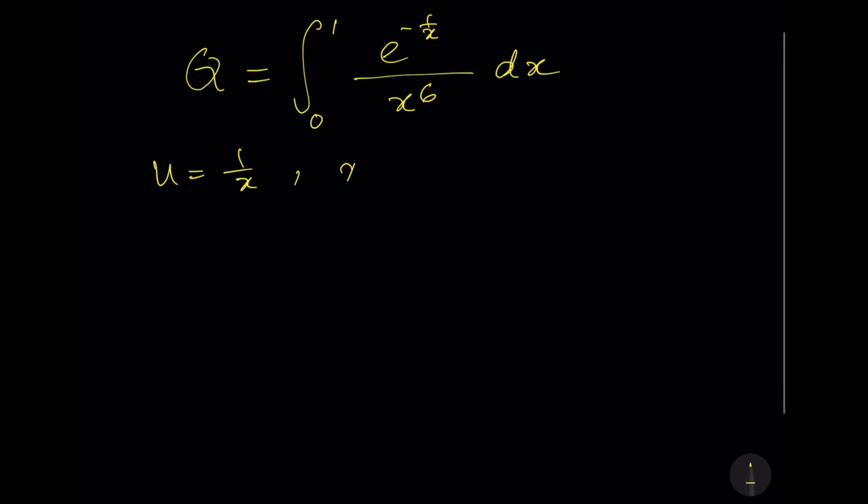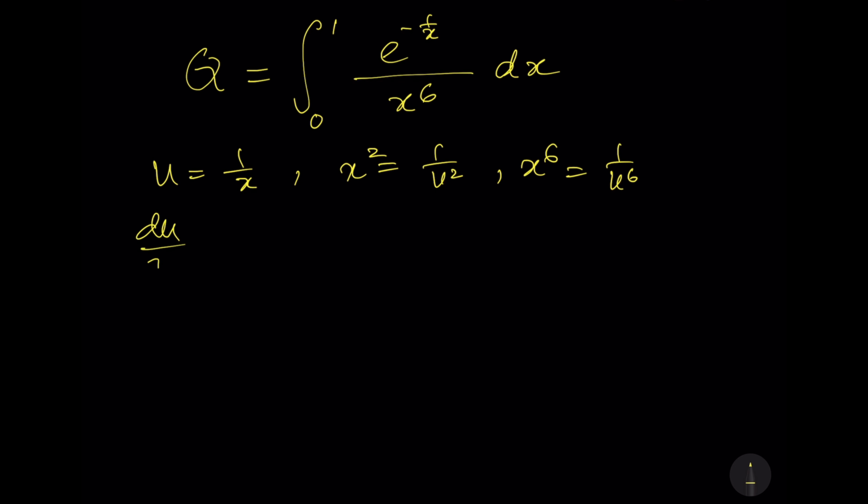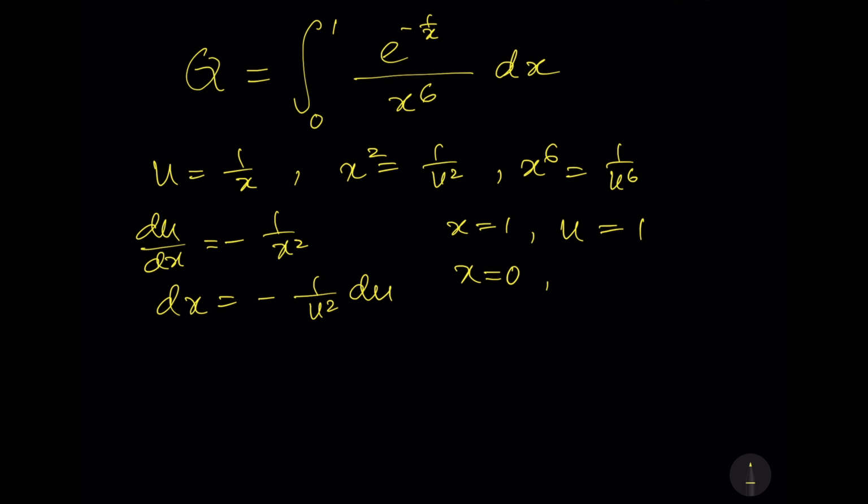From here, we know that x squared equals 1 over u squared, or x power 6 equals 1 over u power 6. And then we differentiate: du over dx equals negative 1 over x squared, or dx equals negative 1 over u squared multiply du. As for the integration bound, when x equals 1, u also equals 1. When x equals 0, u tends to infinity. Replace them into equation Q.